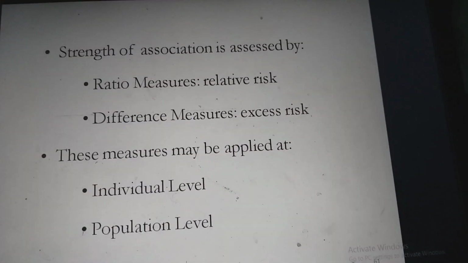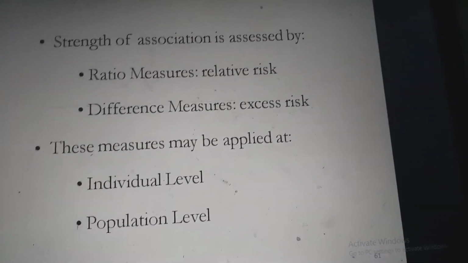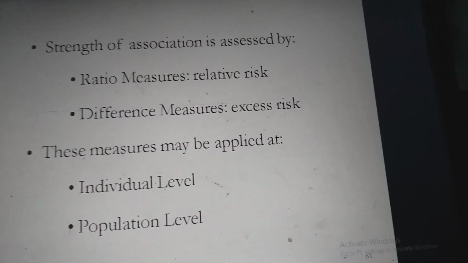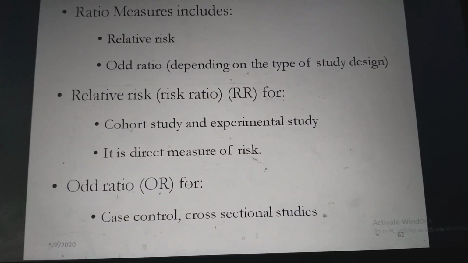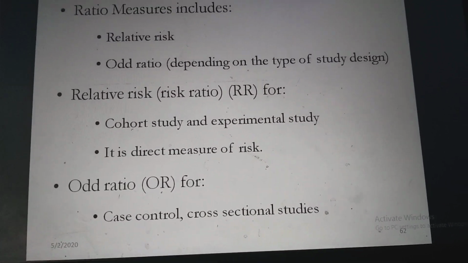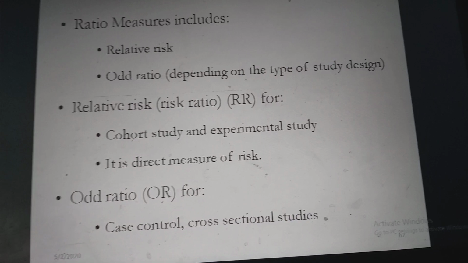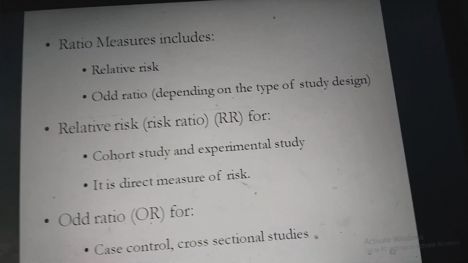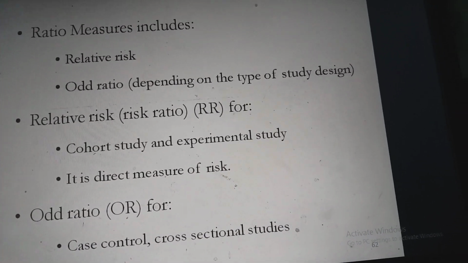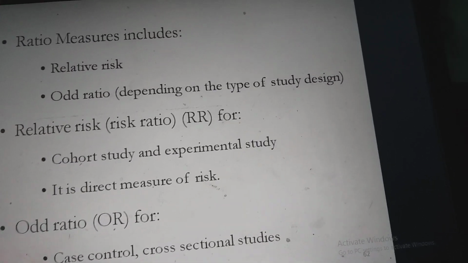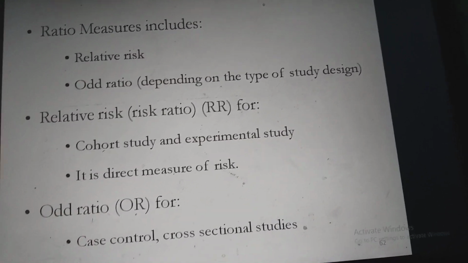Ratio measures include relative risk and odds ratio. Difference measures are there again. These measures may be applied at the individual level or at the population level. Relative risk, or risk ratio, can be used for what type of study design? It can be used for cohort study designs and experimental study designs, and mostly we call it a direct measure of the risk. Odds ratio is mainly used for case control and cross-sectional study designs.